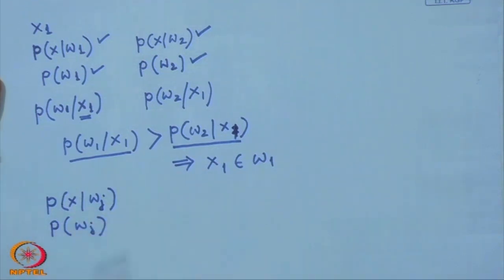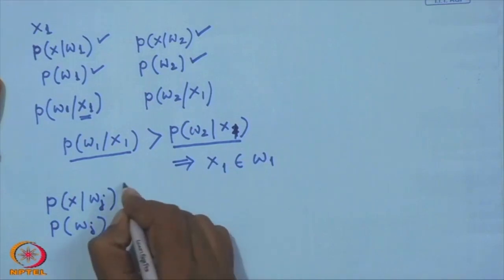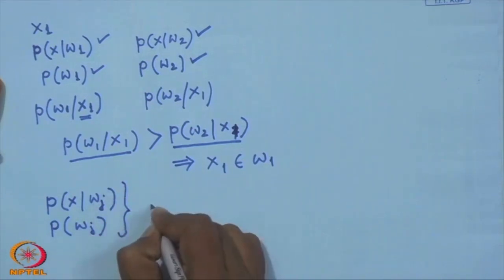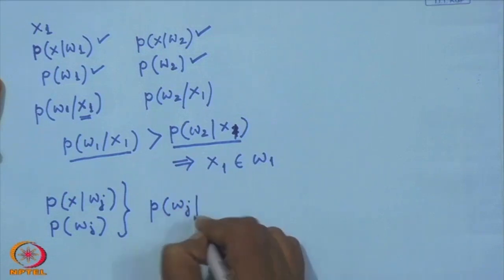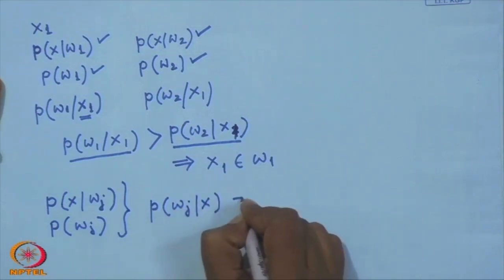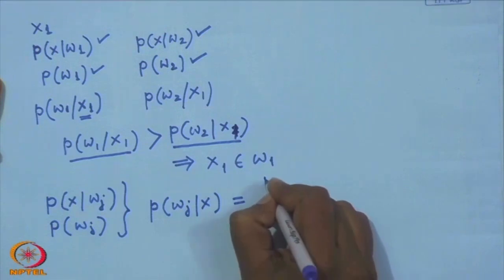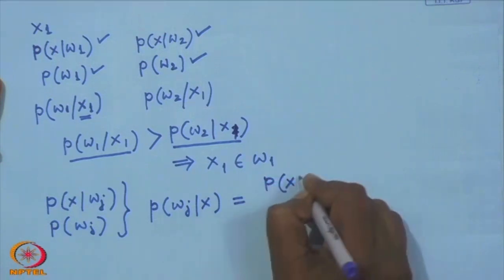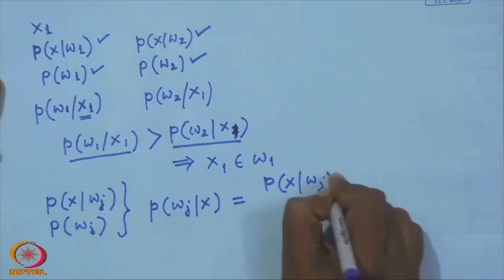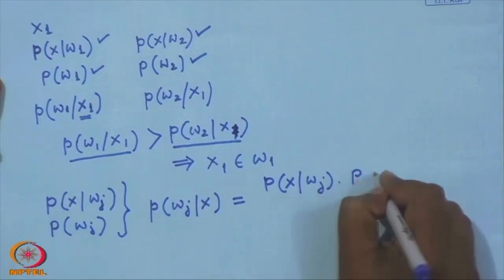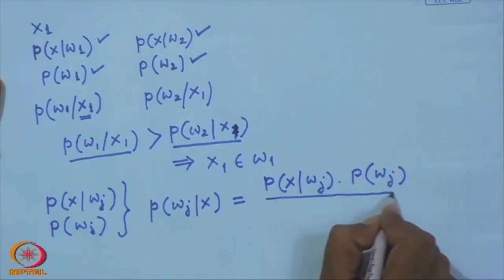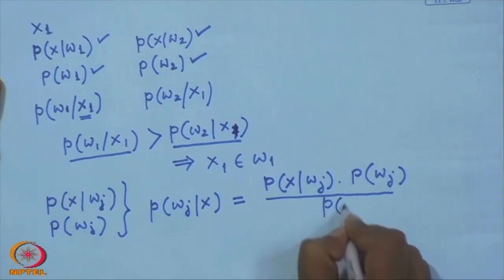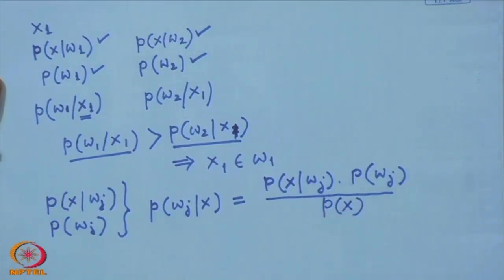And from these two I can compute the a posteriori probability, p of omega j given x, which is nothing but p of x given omega j into the a priori probability p of omega j, upon p of x, or probability of x.